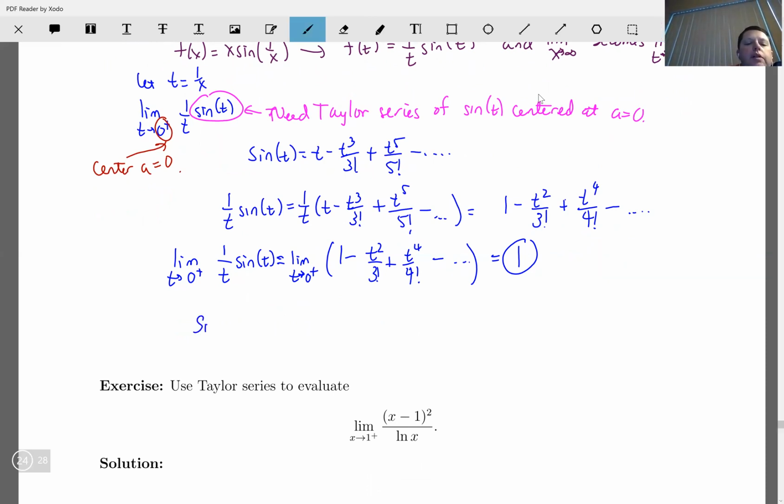So the idea is that the limit of the thing we're finding, the limit as x goes to infinity of x sine 1 over x, is equal to the limit as t goes to 0 plus of 1 over t sine t, which is equal to 1.